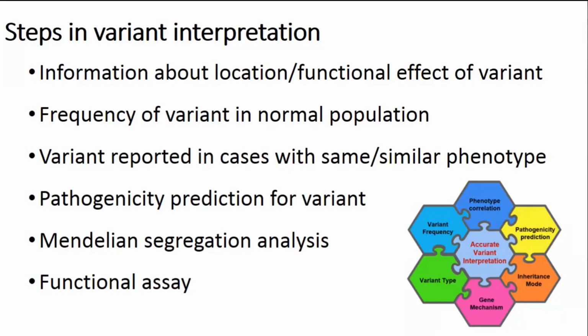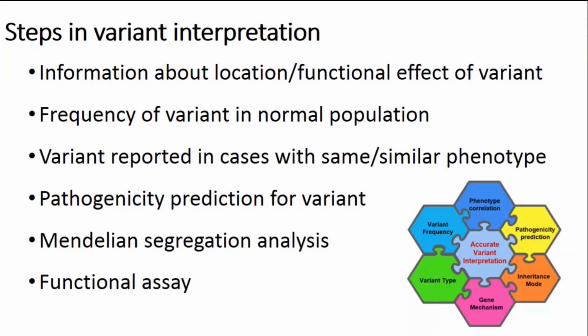We spoke yesterday, if a variant is common in normal population, we don't consider it disease causing. The third is whether this variant is reported in similar cases or patients with similar phenotype elsewhere. The fifth is use of certain pathogenicity prediction software to predict what this variant could cause. The fifth evidence is Mendelian segregation analysis in the family, and the sixth is functional assay.